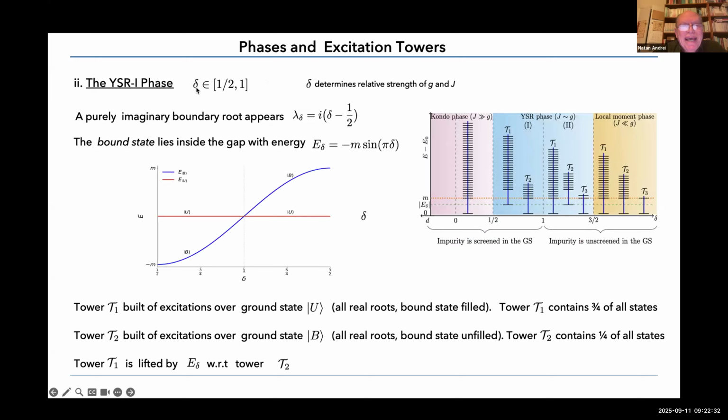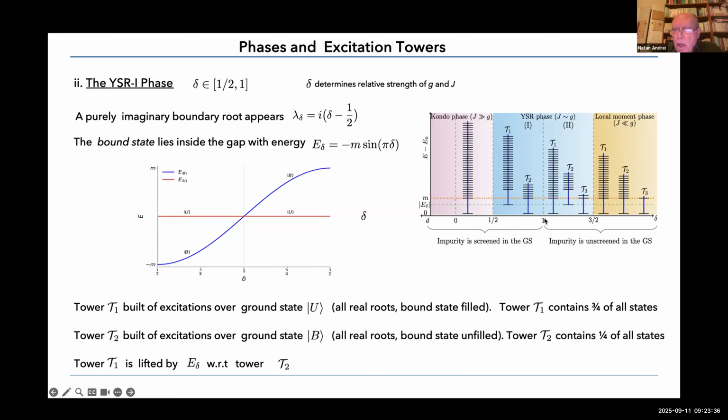When we increase delta that measures the relative strengths between G and J, and it's now between half and 1, namely here, then a purely imaginary boundary root appears, which we'll call lambda delta. So its value is i times delta minus half, so it depends on delta. So it varies here. And now the bound state occurs, and it localizes a spin half at the position of the impurity and locally screens it. The bound state lies in the gap with energy E of delta equal to minus m sine pi delta. So delta is between half and 1.